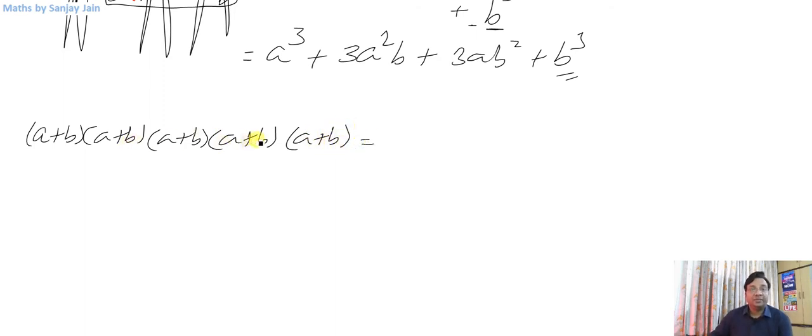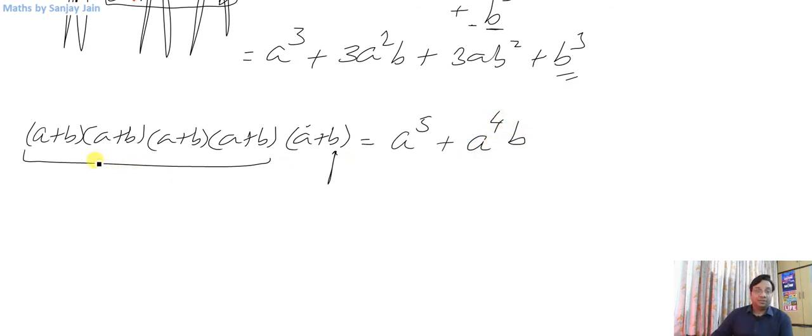So how do we multiply these? If I select a from all of these 5 brackets, I'll get a raised to power 5. If I select any 4 brackets and take a from them, then I'll have to take b from the 5th one to get a raised to power 4 b. Now I could have selected these 4 and got a from all of these to multiply, or I could have selected these 4, right? I could have selected this, and this one, right?